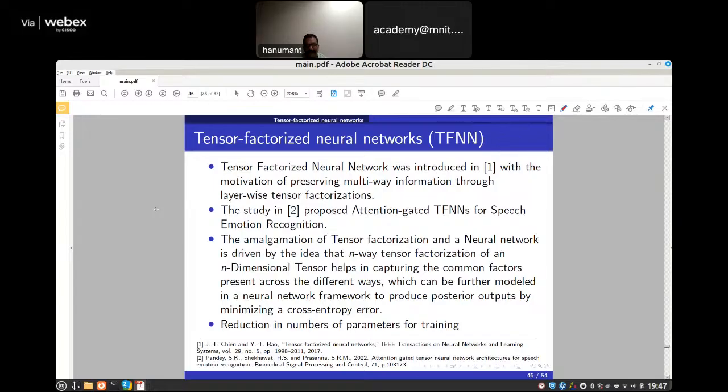Now this is a little bit complicated situation, but the main advantage is that when we use this tensor factorized neural network, we get fewer parameters, and fewer parameters is the main aim of machine learning. All of machine learning which we do totally depends upon how many parameters we have and how much data we have.